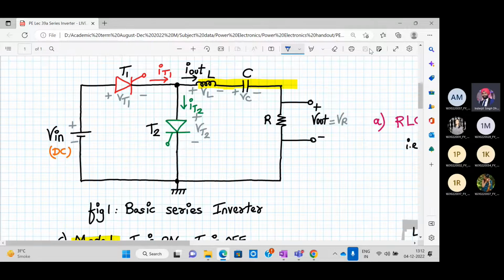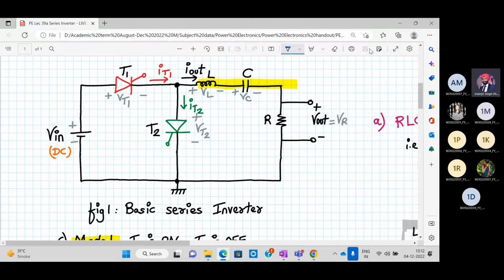what could be the immediate drawback of the circuit, looking at the circuit itself right now? Anyone can tell me what could be the possible drawback? Let's say that your T1 and T2 both are on. So what will happen if both are on? Can T1 and T2 short?